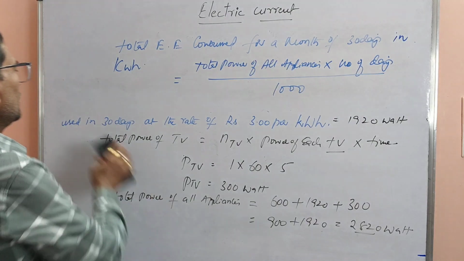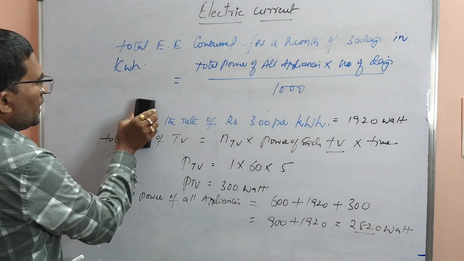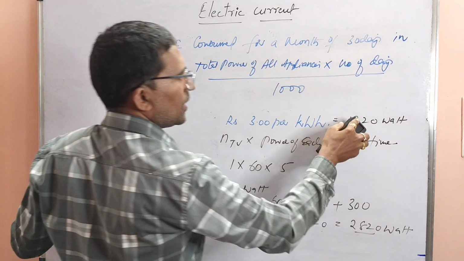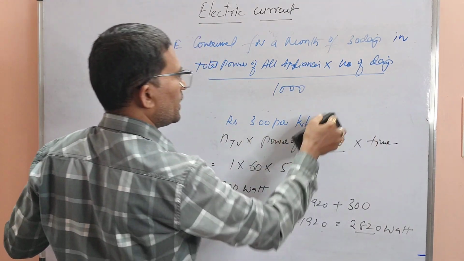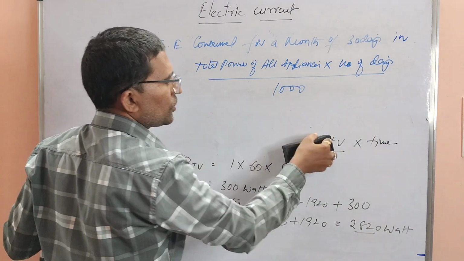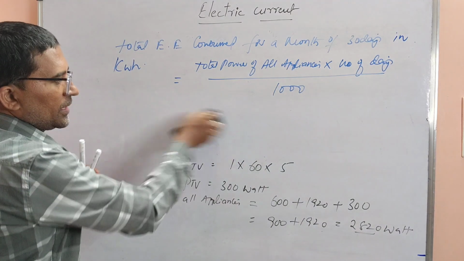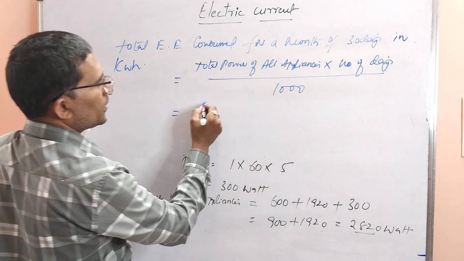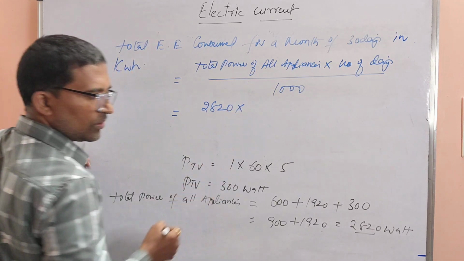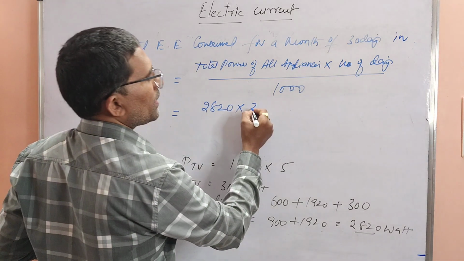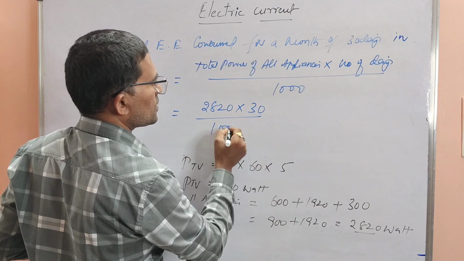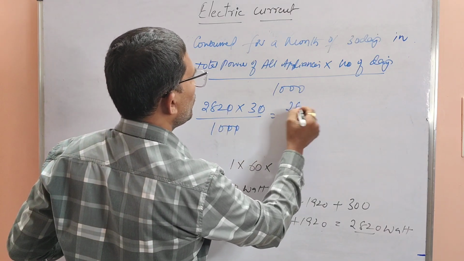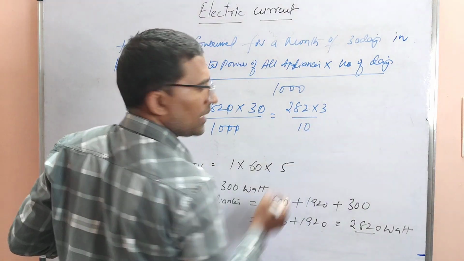We already calculated total power, and please remember this value. I am not dropping this. I will write this one at the top: government is charging 3 rupees per kilowatt hour. You have to remember that value. Next, total power of all appliances, how much you got? 2820 into number of days, for a month of 30 days given in the problem, by 1000. Now the zeros cancel. It will become 282 into 3 by 10.